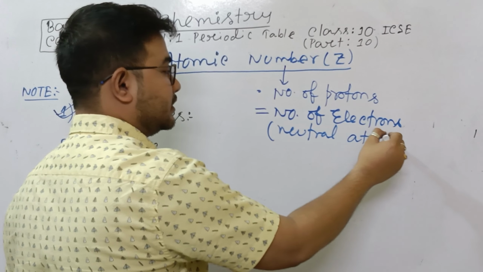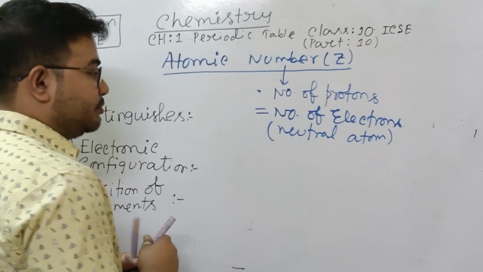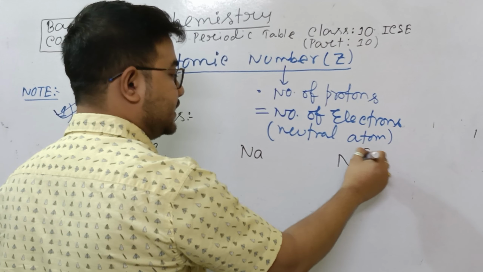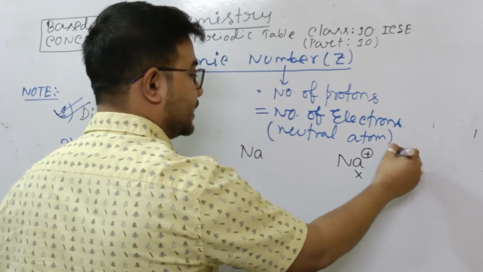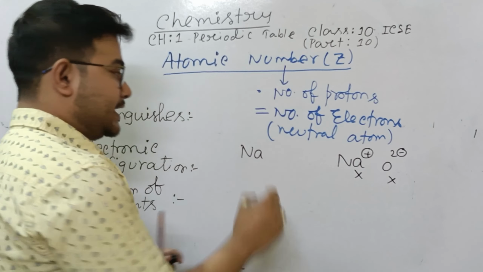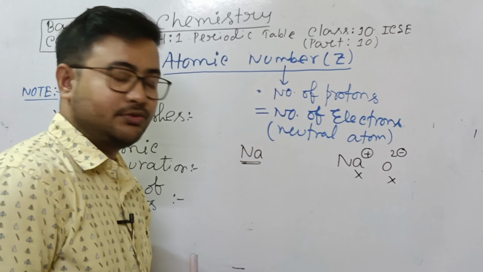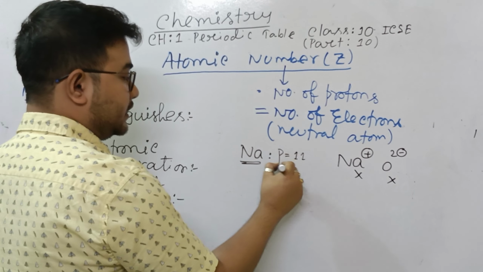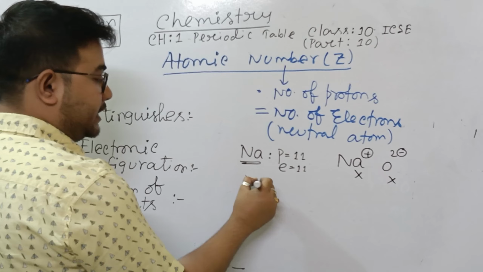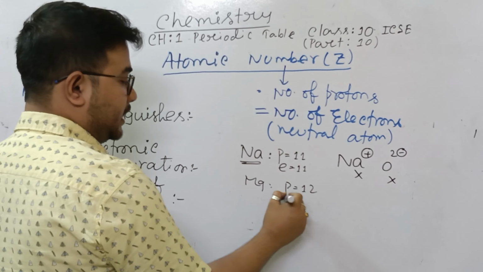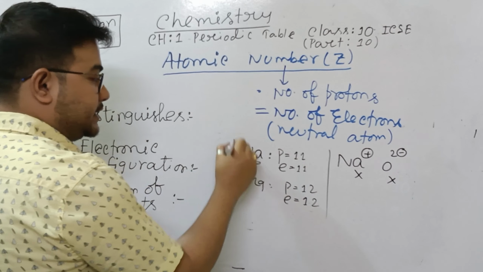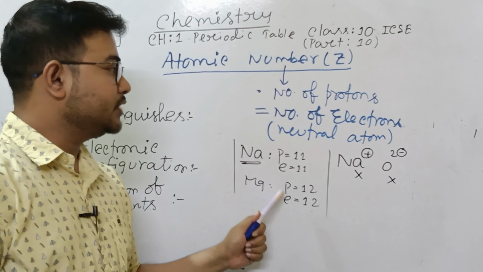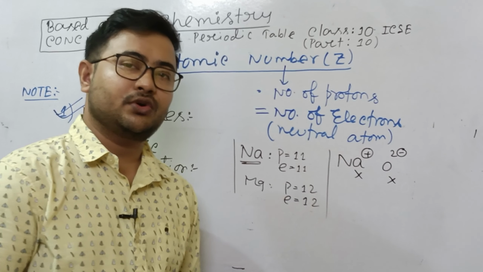Neutral atoms. Okay, what do you mean by a neutral atom? When there is no charge. Suppose Na+, it is not neutral. Suppose O2-, it is not neutral. What do you mean by neutral? There is no charge, only the atom. It is called neutral. So in case of a neutral atom, in case of sodium, the number of protons is 11, electrons is 11. In case of magnesium, the number of protons is 12, electrons is always 12. So this is also an example. In case of a neutral atom, this word is important: the number of protons and the number of electrons is always equal.